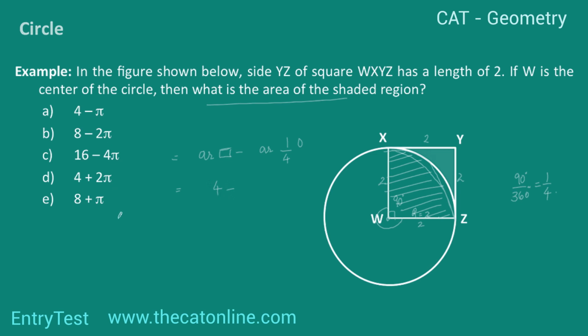If we just look at it, I know there are some answer options that cannot be there. It cannot be 4 plus something. It cannot be 8 plus something. It cannot be 8 minus something. It has to be 4 minus something. Still, I'll just check my answer. 1/4 of the area of the circle. The area of the circle is pi r square. r square is 4, so it is 4 minus pi. Anyways, without even solving, I knew that my answer was option number A.